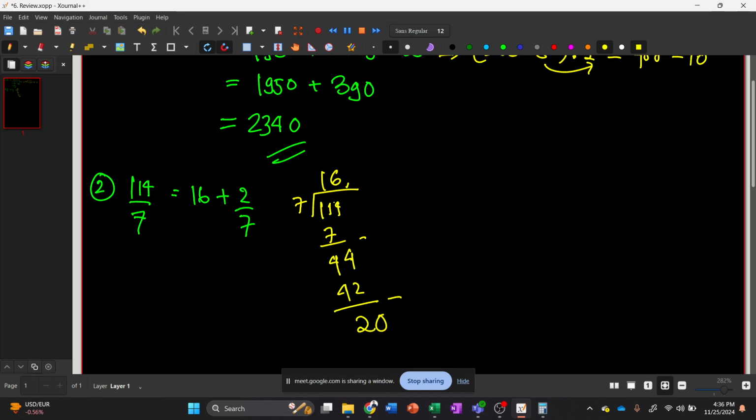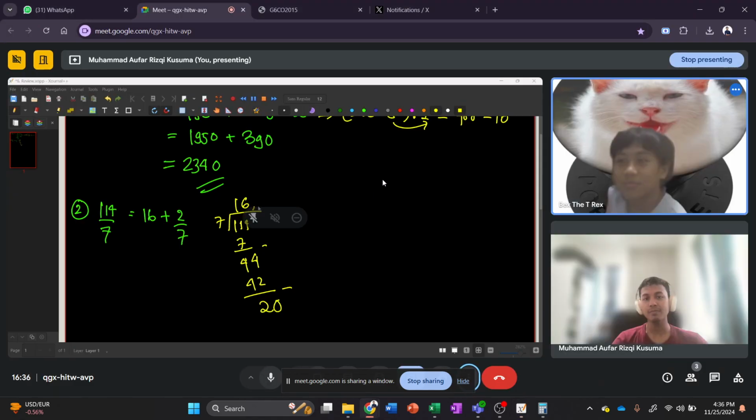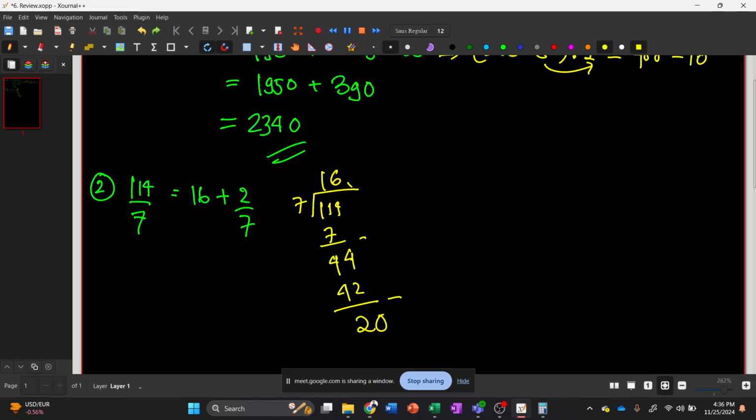Wait, isn't the comma on the wrong direction? What is it supposed to be then? Like this? The comma is on the right. No, I mean on the left. Like here? So it's 0.16. No, at the very left. Like this? Yes, 0.16, right? Like that.